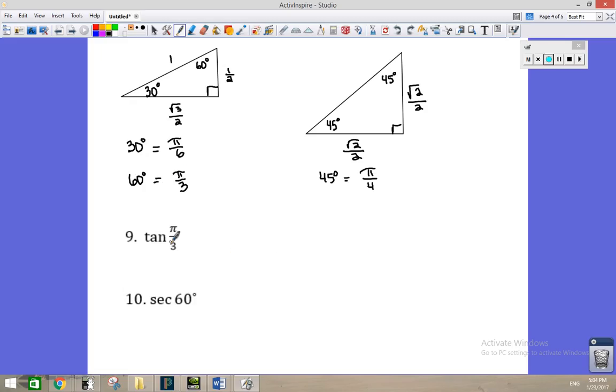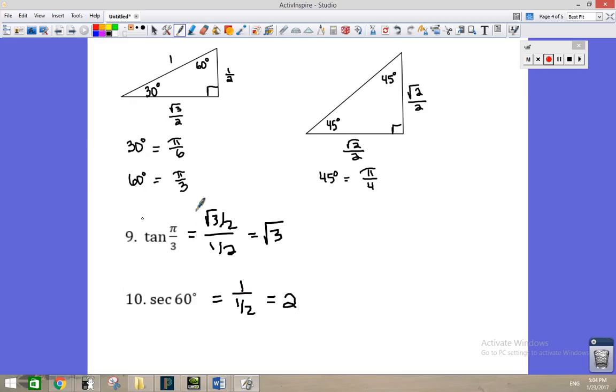Pi over 3 is the same thing as 60 degrees. The tangent is the opposite leg over the adjacent leg. If you take the square root of 3 over 2 divided by 1/2, that just simplifies to the square root of 3. And the secant is the reciprocal of cosine. 60 degrees, the cosine is the adjacent over the hypotenuse. This is the hypotenuse over the adjacent. 1 over 1/2 is just 2.